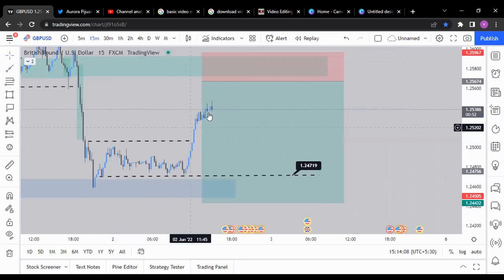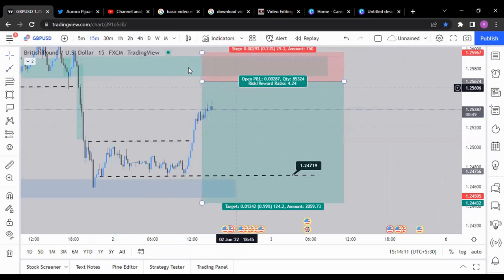So we had a broken structure here, the price is trying to get here, activate, and then we might be shorting it. So that's it on GBPUSD.